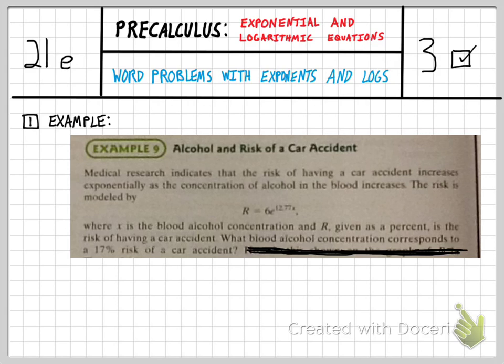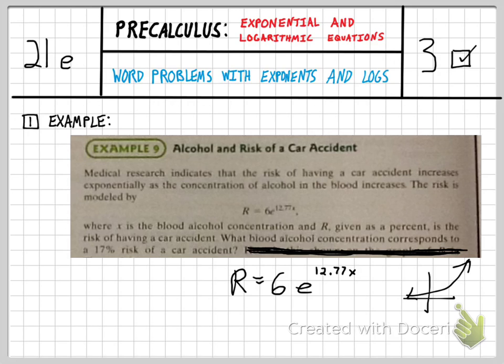It's talking about the risk of having a car accident based on your blood alcohol level. It's a little hard to read this equation, so I'm going to rewrite it here. It says that the risk as a percent is equal to 6 times e to the 12.77x. Thinking about this, we know it's an exponential function, which means it starts slowly but then rapidly increases.